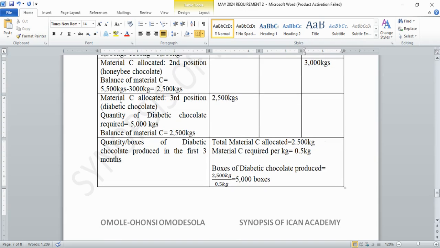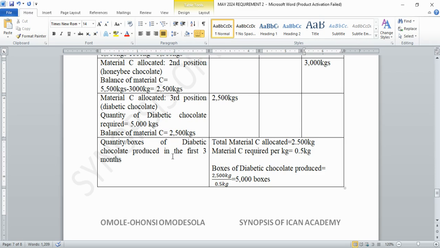So do you get now how many boxes? Remember that the question asks what we should tell them: how many boxes of diabetic chocolate should they produce and sell? The question did not ask how many of material C we can use to produce. No. The question said what quantity we should produce and sell.